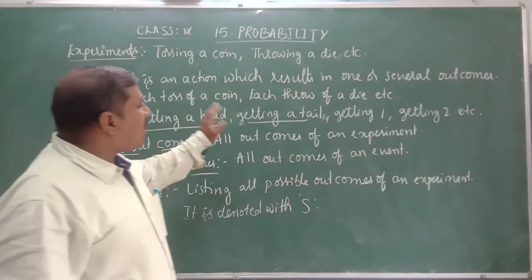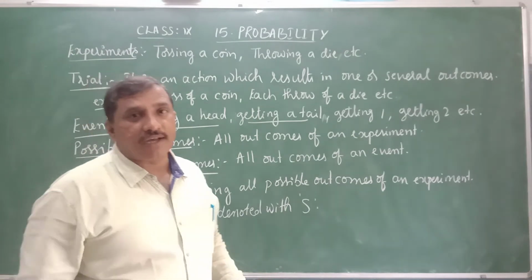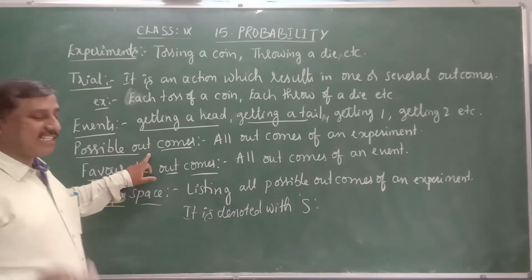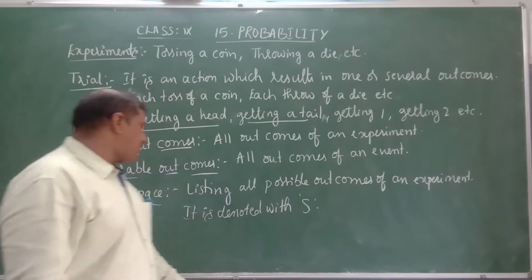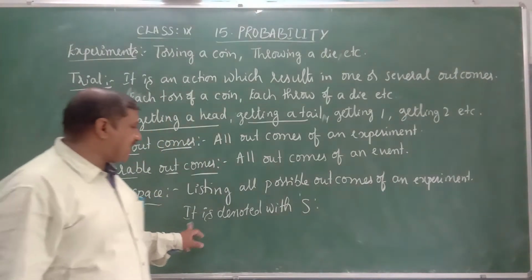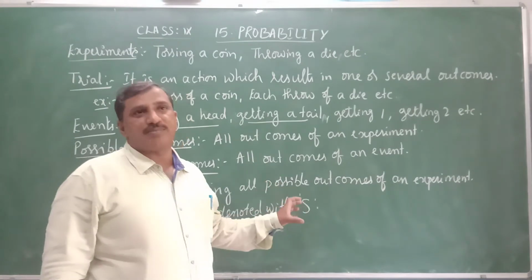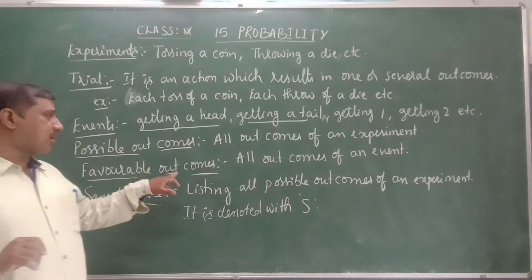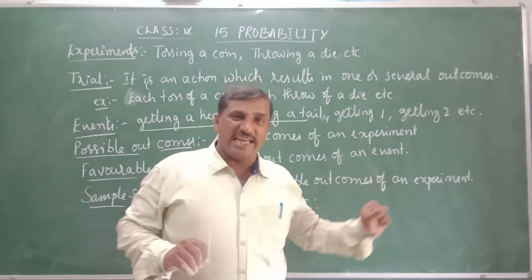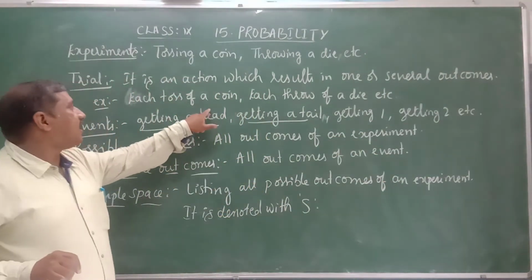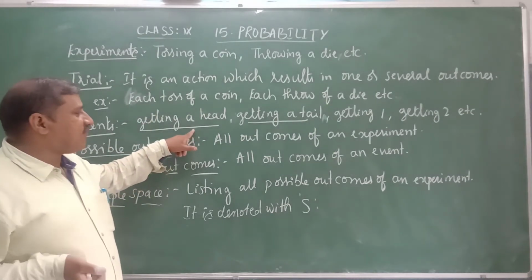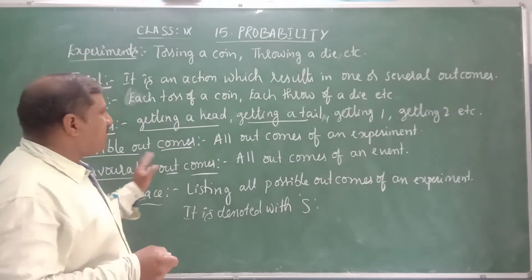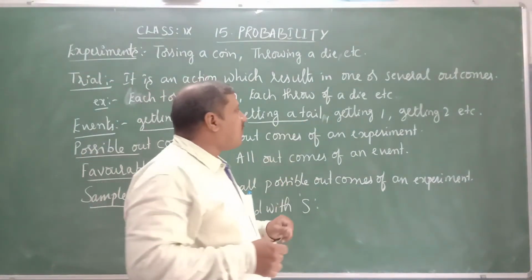Possible outcomes. All outcomes of an experiment are known as possible outcomes. If we list all possible outcomes of an experiment, it is known as the sample space, and it is denoted with S. So S represents the sample space. It includes all outcomes of a particular experiment. Now, favorable outcomes. All outcomes of a particular event. For example, getting a head. Getting a head is an event. How many outcomes are possible for this? That will represent the favorable outcomes of getting a head, getting a tail, getting one.